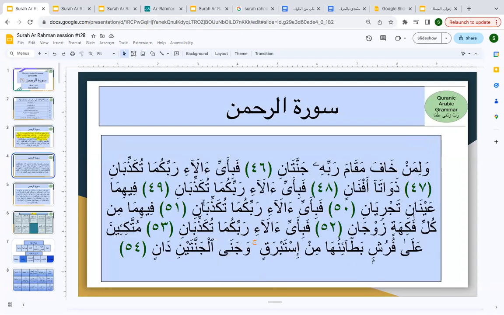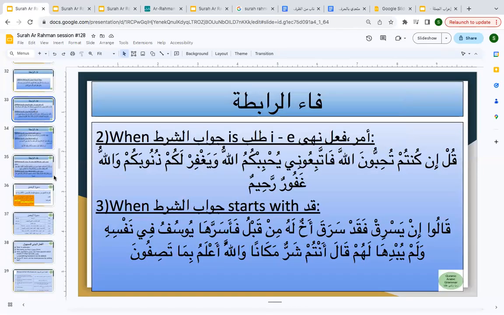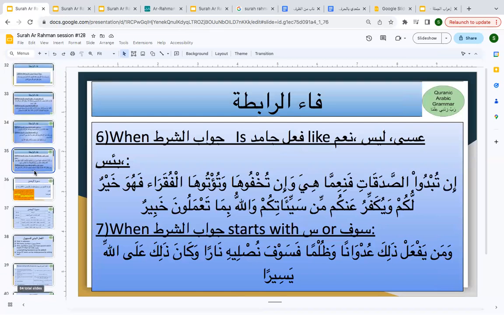If you are seeing amr and nahi, that is already covered. If you are seeing jamid af'al, which include bi'sa, ni'ma, laysa, you will see fa'ul rabita before them. If you are going to see lan, and there was an example given to you, you are going to see fa'ul rabita, right? Seen and sawfa, when you see seen and sawfa, you will find fa'ul rabita, right?